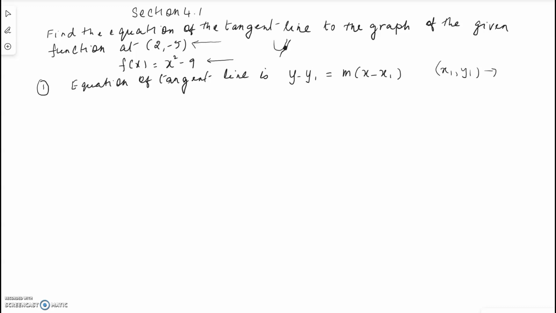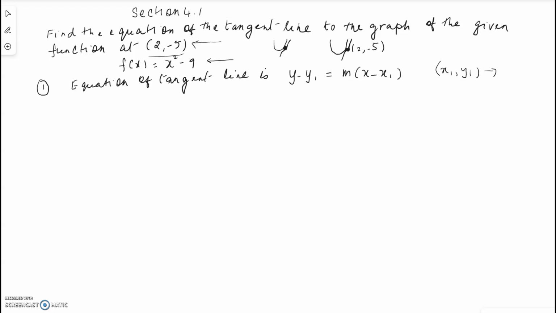Now the question says, find the equation of the tangent line to the graph of the given function at a specific point. So the function is a quadratic function. Now suppose your quadratic function looks like this. We're trying to, let's say, draw a tangent line at some point on the parabola, and that point is 2, negative 5.